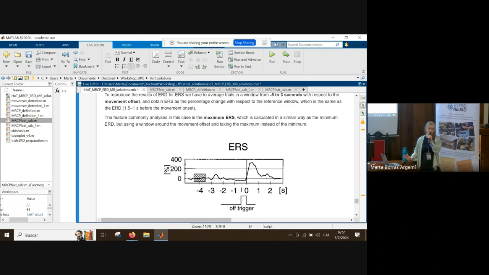And in this case, the main feature that we are studying is the maximum event-related synchronization, which we will obtain in the same way as for the event-related desynchronization, which is averaging a window around the maximum.